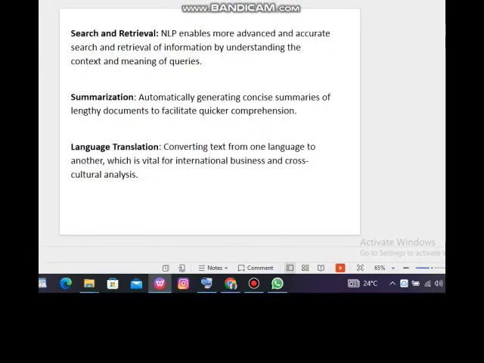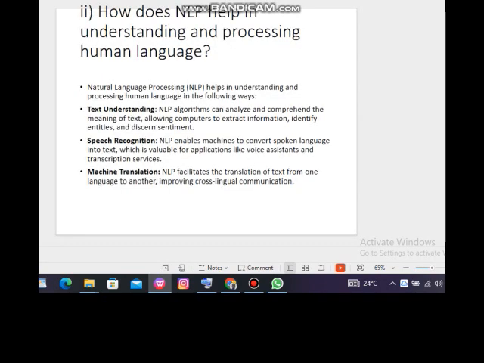NLP is also used in search and retrieval because it enables more advanced and accurate search and retrieval of information by understanding the context and the meaning of queries. Summarization. Automatically generating concise summaries of lengthy documents to facilitate quicker comprehension. Language translation. Converting text from one language to another is vital for international businesses and cross-cultural analysis.